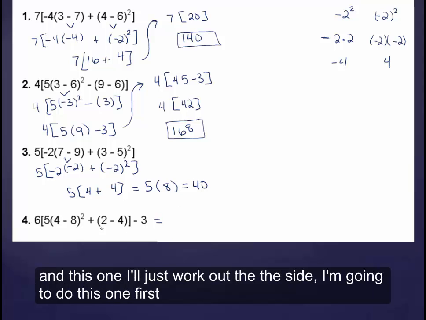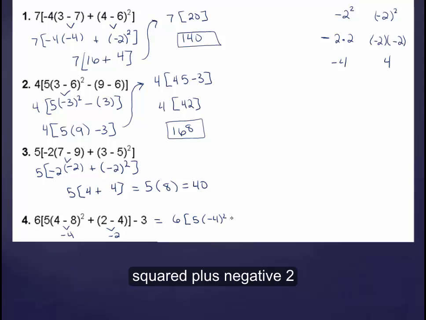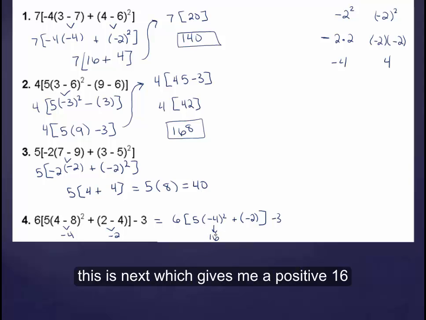And this one I'll just work out to the side. I'm going to do this one first, and then this one. So I'll have 6 bracket 5 parenthesis negative 4 squared plus negative 2 bracket minus 3. This is next, which gives me positive 16.